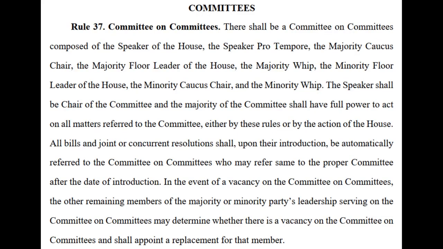Committees. Rule 37. Committee on Committees. There shall be a Committee on Committees composed of the Speaker of the House, the Speaker pro tempore, the Majority Caucus Chair, the Majority Floor Leader of the House, the Majority Whip, the Minority Floor Leader of the House, the Minority Caucus Chair, and the Minority Whip.